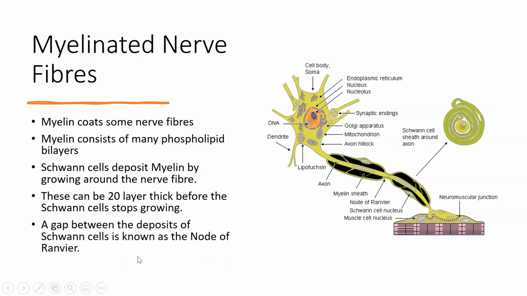A gap between the deposits of Schwann cells is known as the node of Ranvier. So this is our node of Ranvier, and that's like a gap. This is one Schwann cell with all its layers of myelin, and then you have the gap, which is the node of Ranvier, and then the next Schwann cell and all its layers.